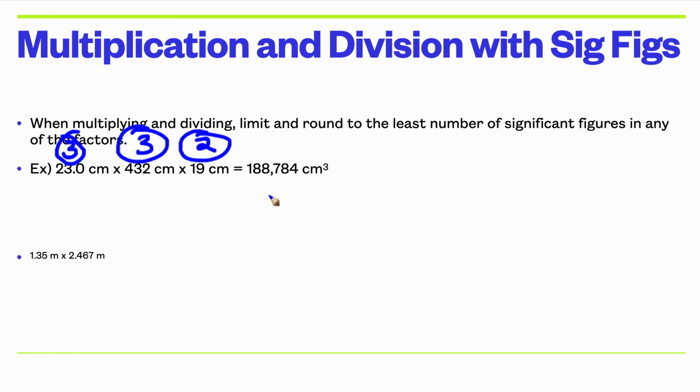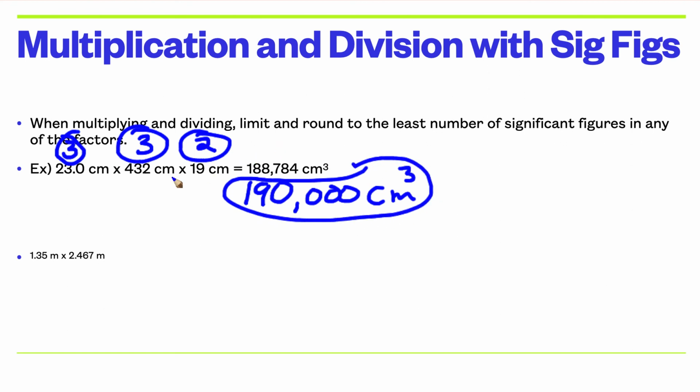So I look at 188,784. I should only have 2 significant figures here. So my final answer should be 190,000 centimeters cubed.